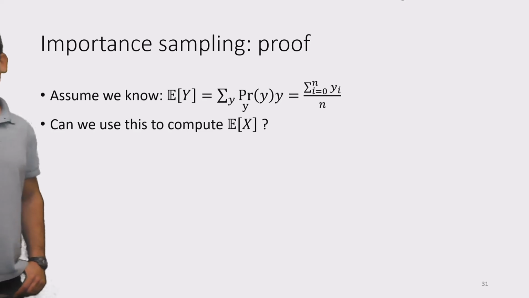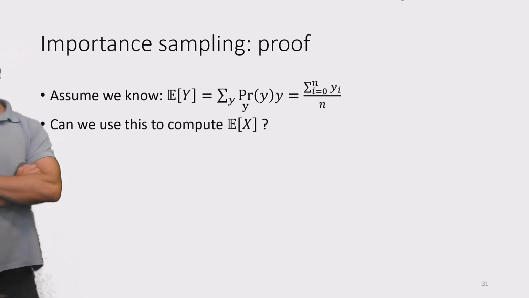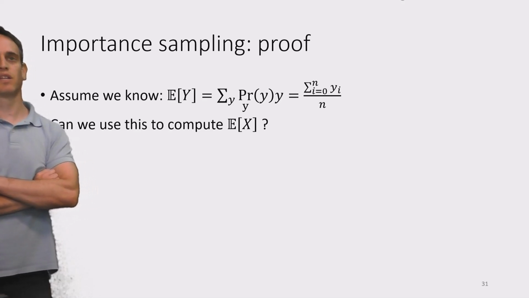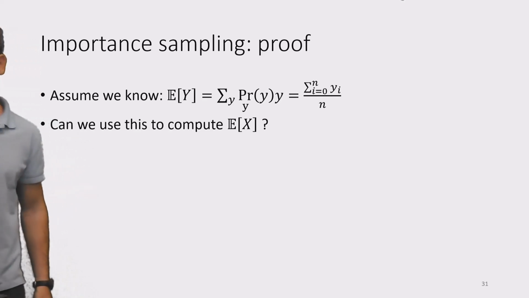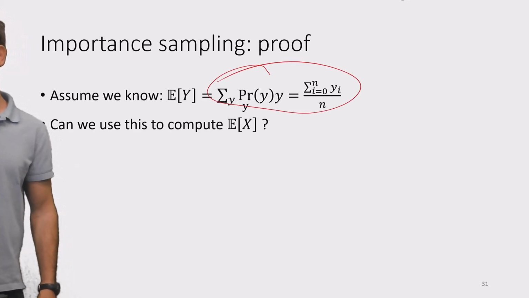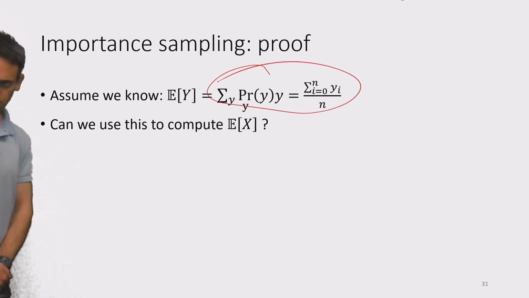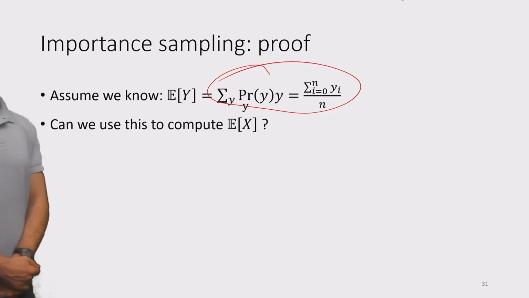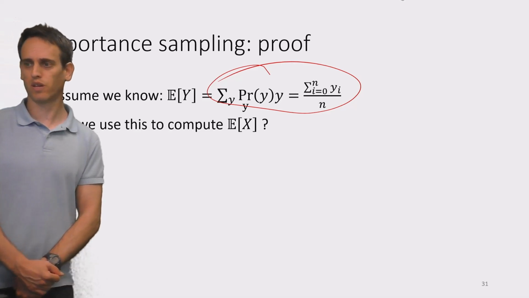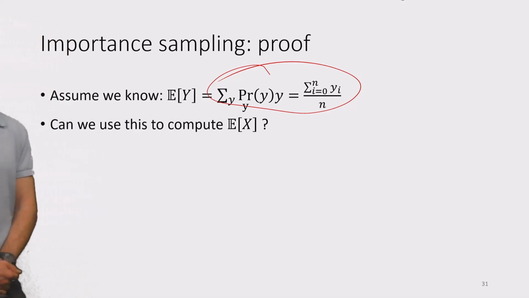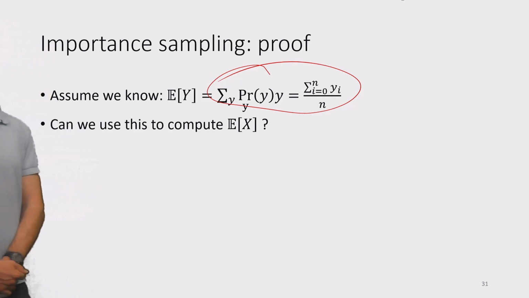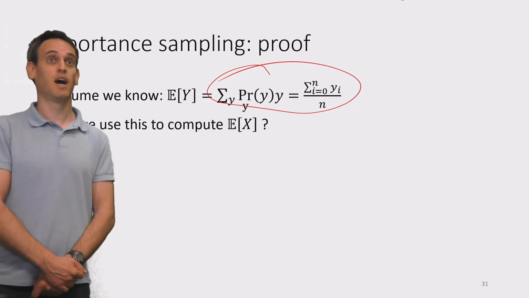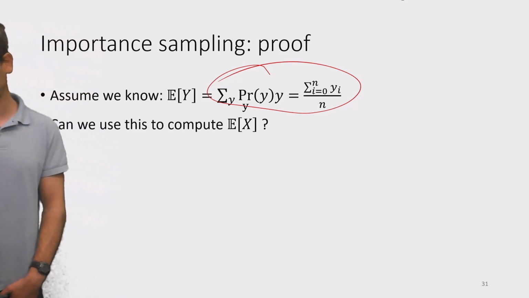Okay, so let's assume that we know the expected value of some random variable y, following the definition that we use for expected value. And now we would like to show that through importance sampling we can use this expected value in order to compute the expected value from some other random variable x.